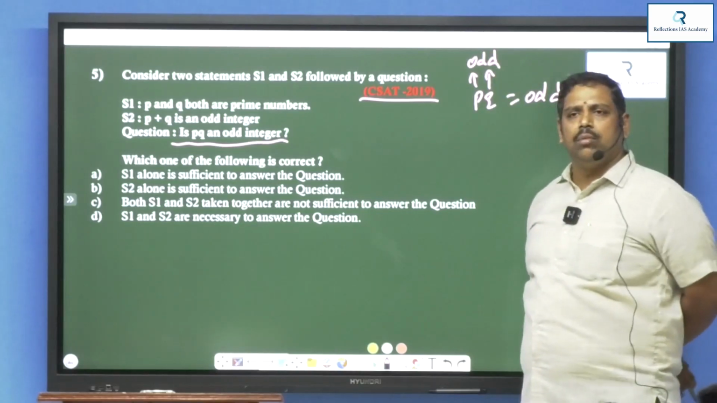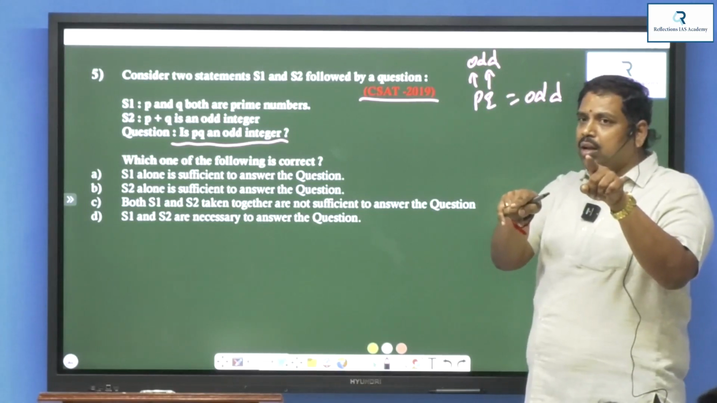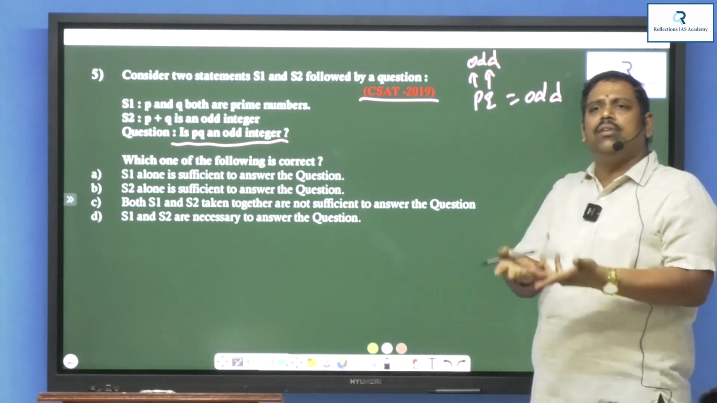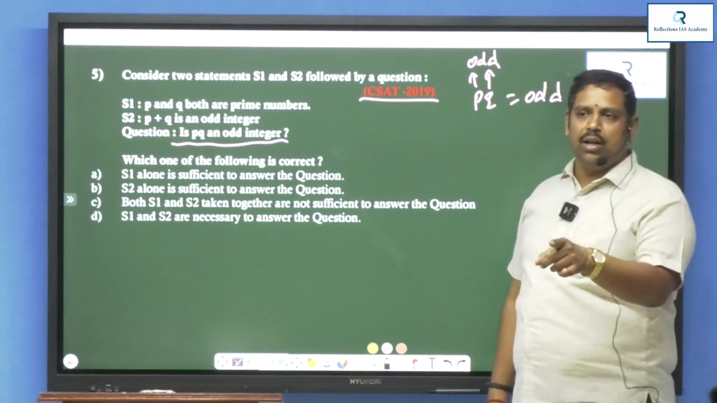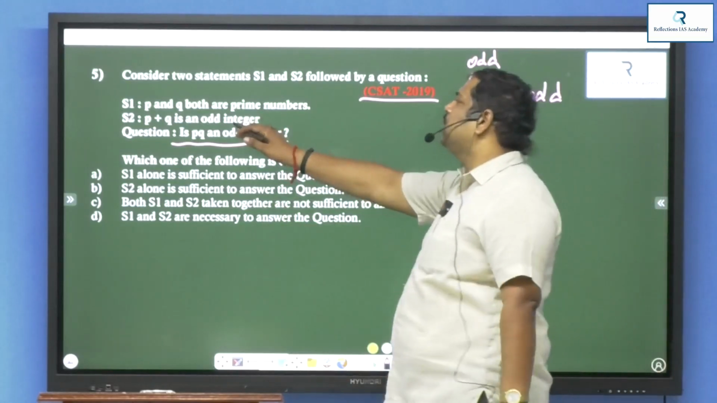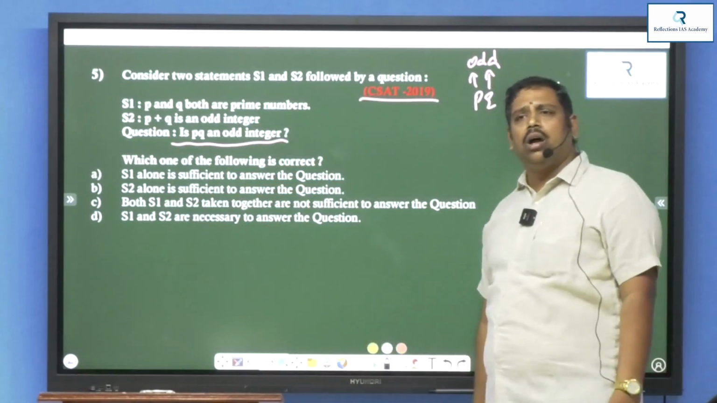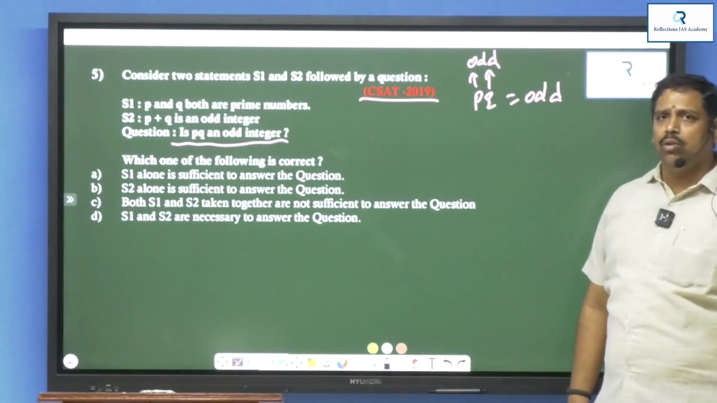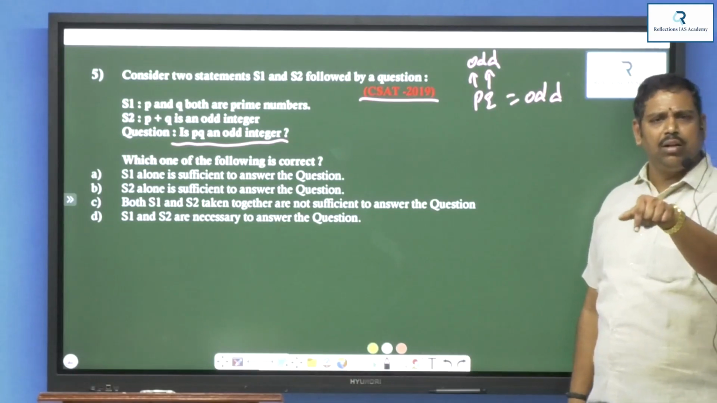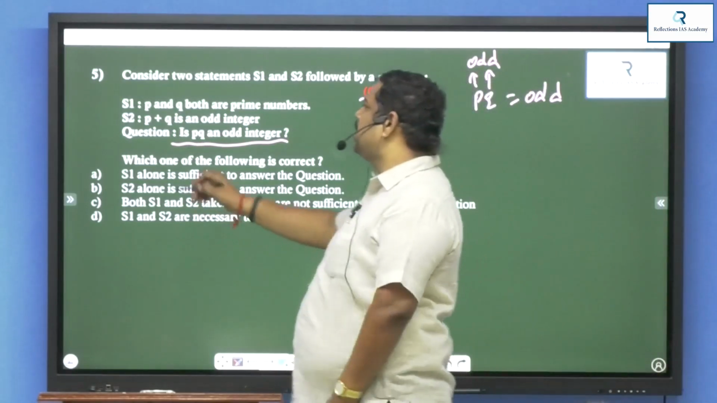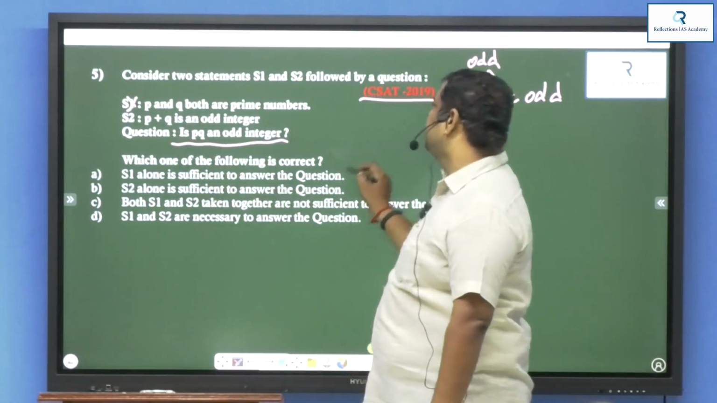Because the product with an even number will be even, 5 into 4, 20, even. Yes or no? So both should be odd. 3 sevens are 21. Yes. Okay. First one, P and Q both are prime numbers. From that, are you able to say that P and Q both are odd numbers? No, sir. Because prime number 2 is also there. 2 is odd number or even number? Even. So from this, are you able to decide or unable to decide? Over to the next one, P plus Q is an odd integer.